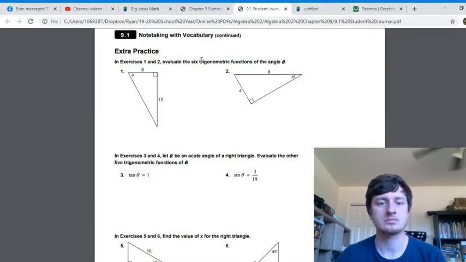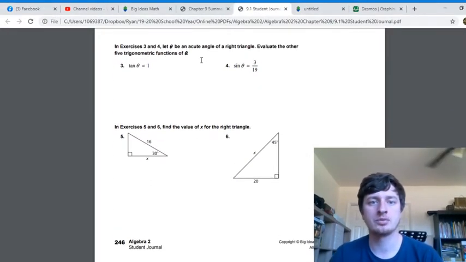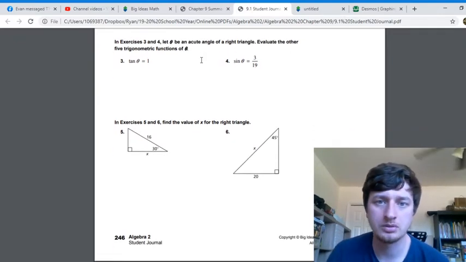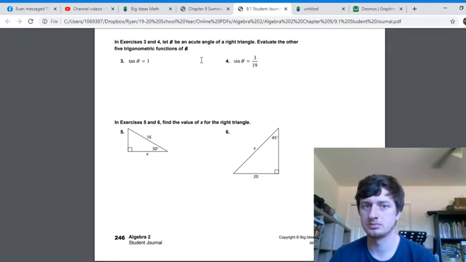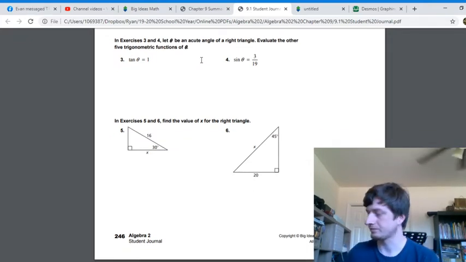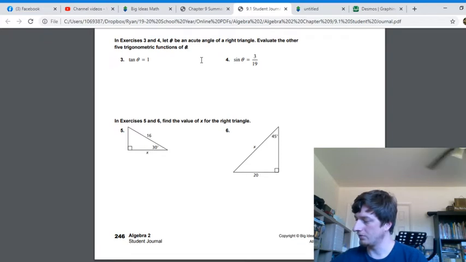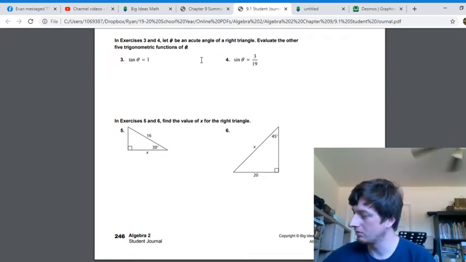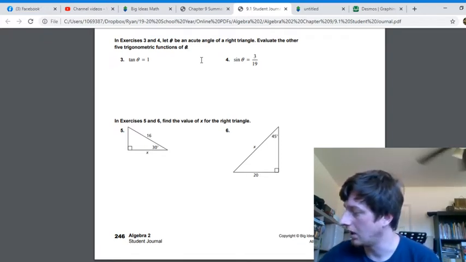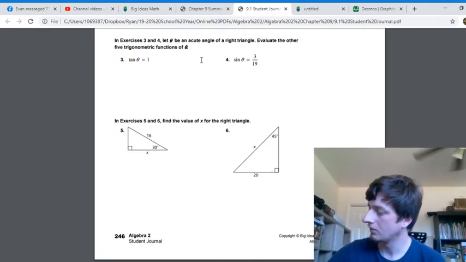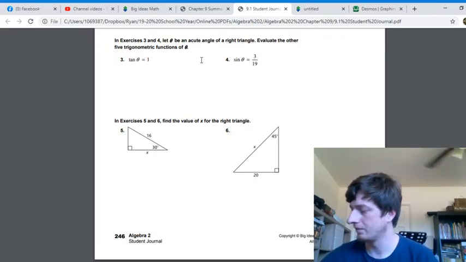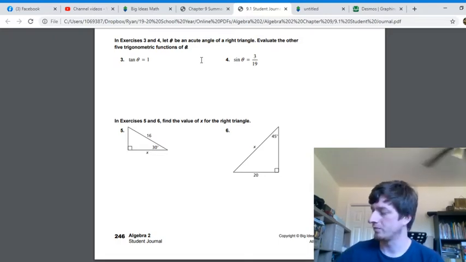Okay? Now, in exercises 3 and 4, let theta be an acute angle of a right triangle, and find the other 5 trig functions of theta. Now, all they give us is tangent of theta. Tangent of theta tells us a lot, actually. Tan theta equals 1. Okay, so we have a right triangle.